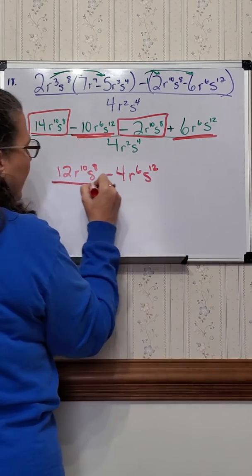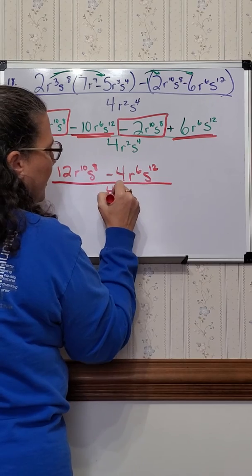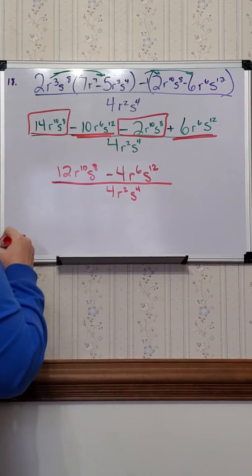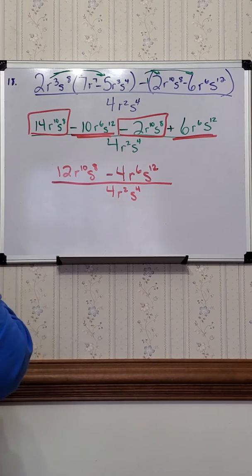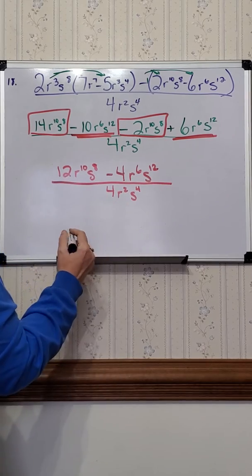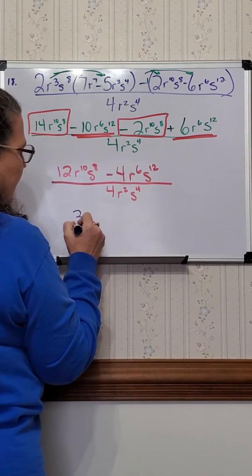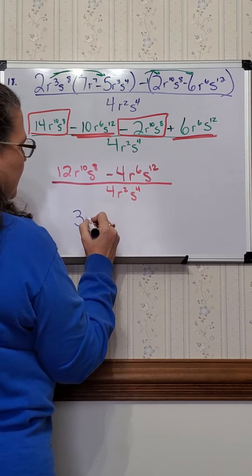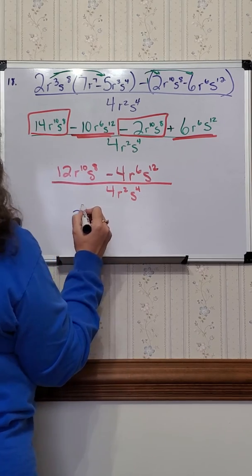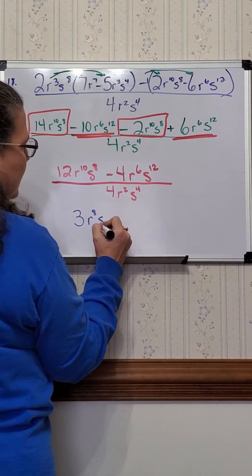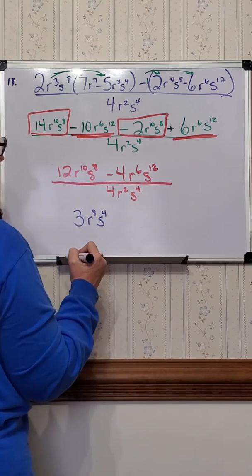Now, again, remember I have to divide this all by 4r^2 s^4. So finally, I'm going to come back and divide each one of these. 12 divided by 4 is going to give me 3. I have r^10 divided by r^2, which is going to give me r^8. For s, I have 8 and 4, so 8 minus 4 is 4.